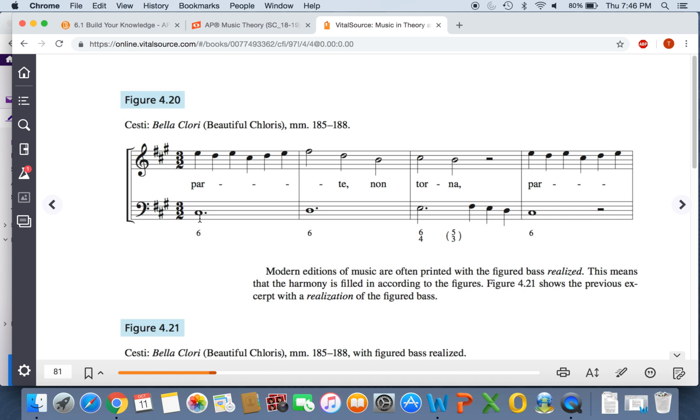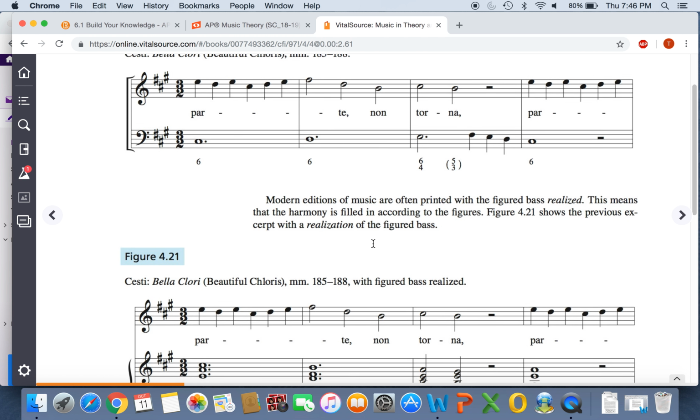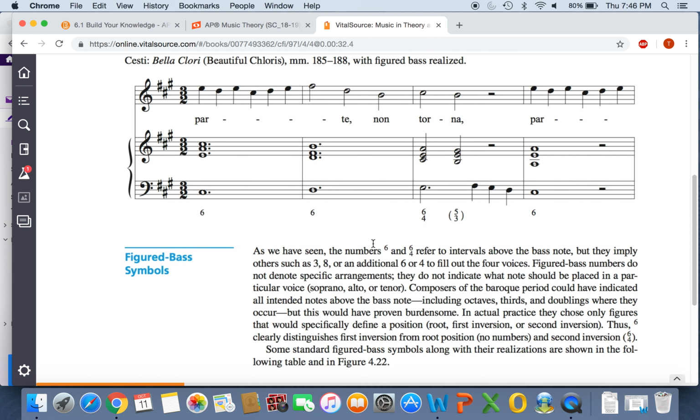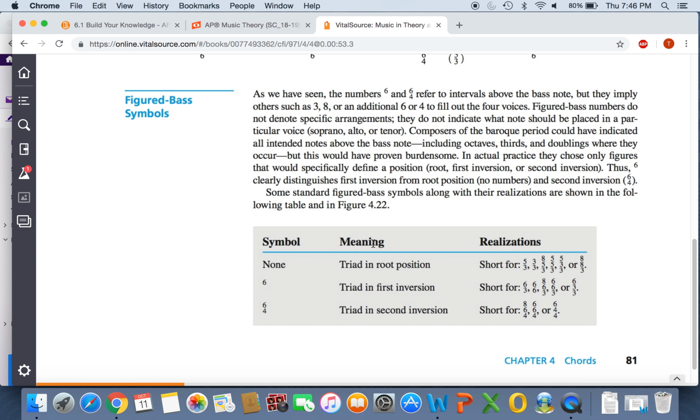So it's actually an A major chord, isn't it? So that's the kind of thing you're trying to get to know. Read every word. Read every word. Figured bass symbols. If there are none, it's root position. Easy, right? That's your shorthand.